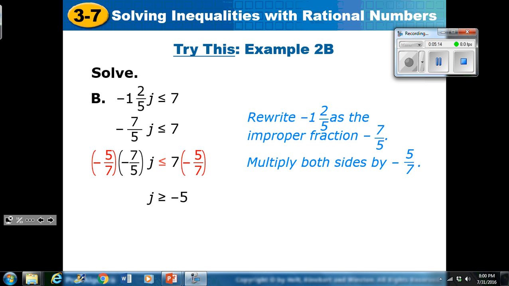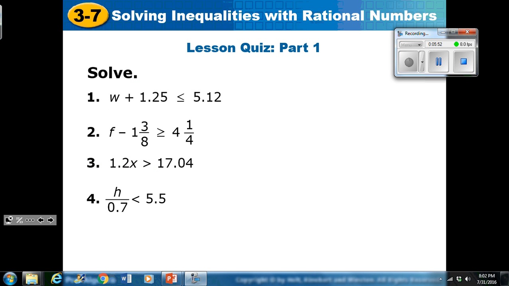This one's pretty tough, so I just want to take a minute to explain it. Here we took our negative 1 2/5 mixed number and simply changed it to negative 7/5 improper fraction. Then to get rid of negative 7/5, we multiply by the reciprocal, negative 5/7. Whatever we do to one side, we have to do to the other side. And since we multiplied both sides by this negative, that causes the inequality to flip from less than or equal to greater than or equal to. Here are a few more problems if you want to try them on your own. Pause and come back for the answers.